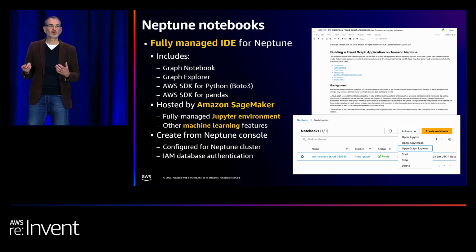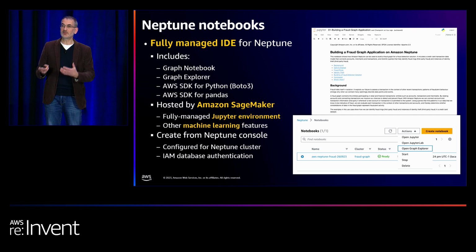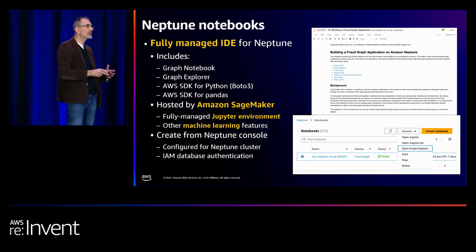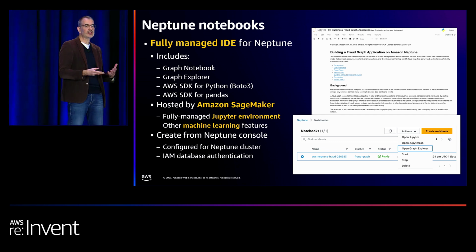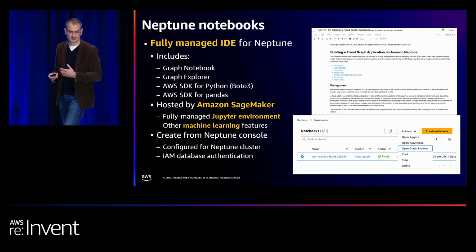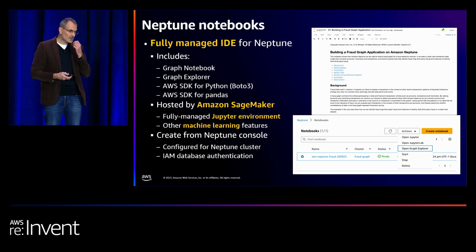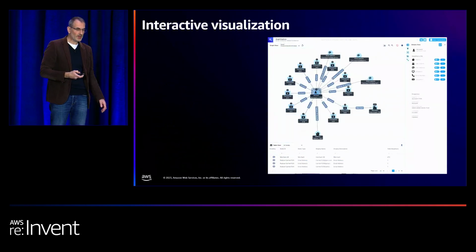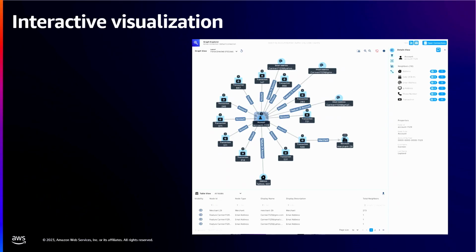When you create the notebook from the console, it's automatically configured for your cluster, and that includes things like IAM database authentication. So it's going to be very easy to connect to your cluster and start to interact with it. So using a Neptune notebook, for example, I can open the Explorer for quick and easy visualization of my data. I can begin to explore that data, save the results to file once I'm happy with having discovered the stuff that's of interest to me.